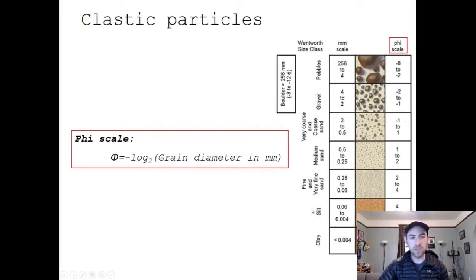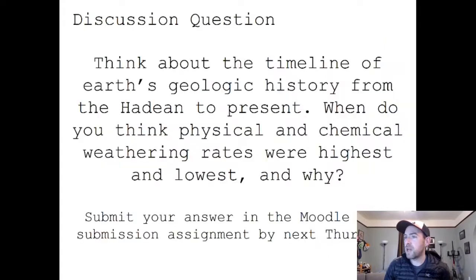You might see in the soil science literature quite a lot, there's the psi scale instead of the phi scale, and it's the same base, but instead of a negative, it's a positive here. So it'd just be the reverse. You'll see that sometimes. I just wanted to make you aware of that. We won't deal with the psi scale in class, though. Okay. So that's the end of our weathering discussion for this class.